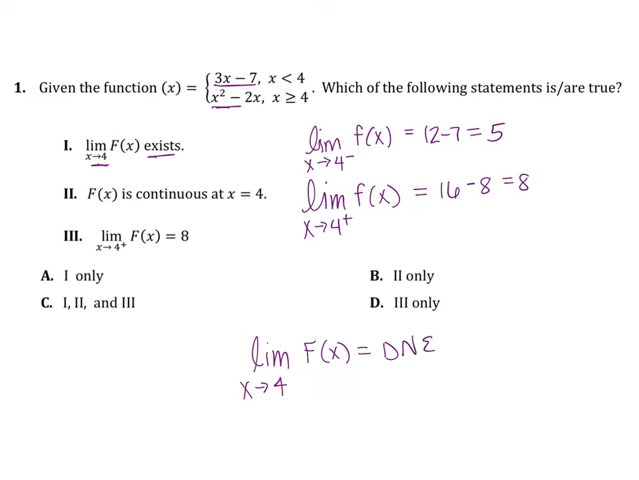So that's going to tell us a few things for sure. One, that limit doesn't exist. Are we continuous at 4? Well, no, because we have two different limit values, so that can't be it. And then the third one, the limit as x approaches 4 from the right is 8. Well, that one is true. So the only one that is true is option 3.